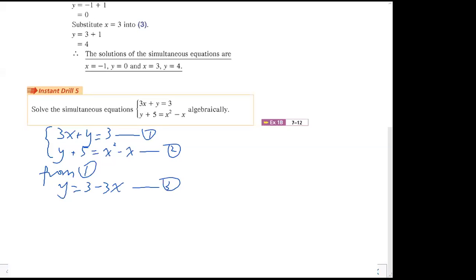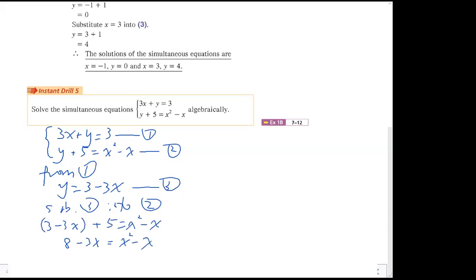And then we substitute equation 3 into the other equation, that is equation 2. Equation 2, originally it is y plus 5, but we do not write y anymore. We write 3 minus 3x, and then plus 5 is equal to x squared minus x. Okay, and then we simplify the left-hand side. It's 8 minus 3x equals x squared minus x.